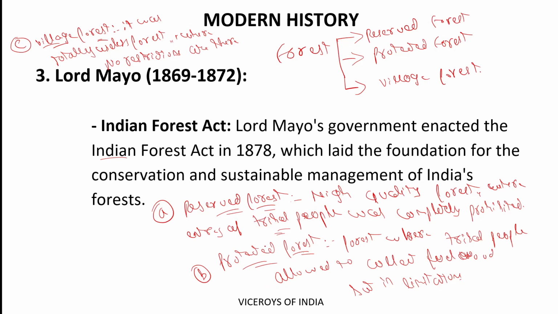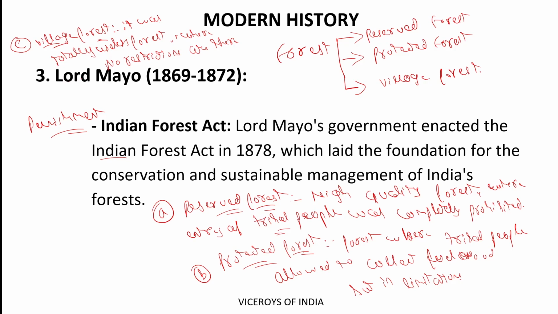The second category is the protected forest. The protected forest is where some kind of activities are allowed, such as collecting firewood and others, but only after obtaining permission from the government, failing which there will be a punishment. It means you are allowed to collect fuel woods from protected forest, but you must obtain permission from the British government.